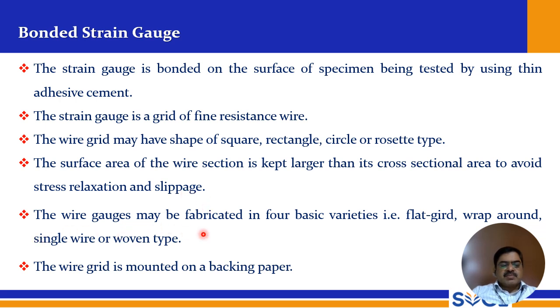The surface area of the wire section is kept larger than its cross-sectional area to avoid stress relaxation and slippage. The wire gauges may be fabricated in four basic varieties: flat grid, wrap round, single wire, or woven type. The wire grid is mounted on backing paper. So only the backing paper is used to mount this wire grid, and that is pasted onto the surface for which you want to measure either strain or force or pressure.